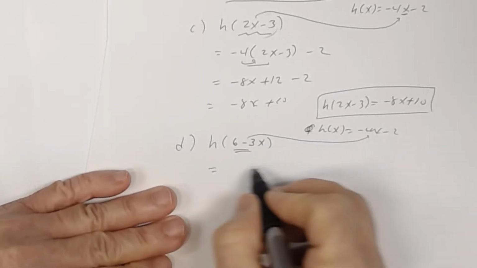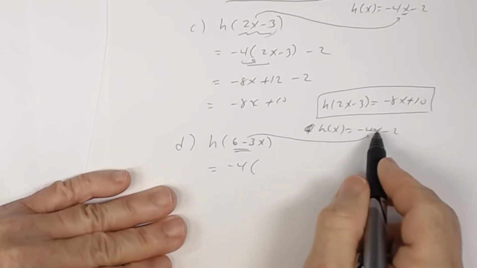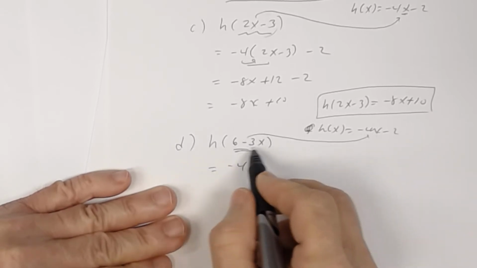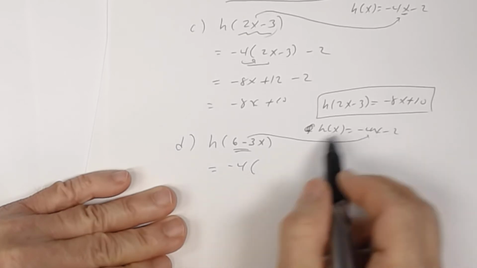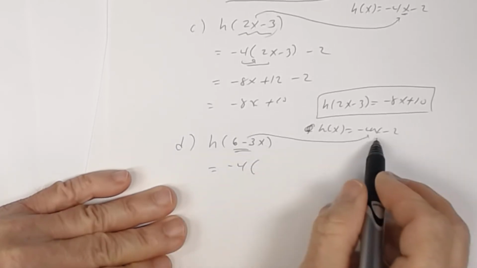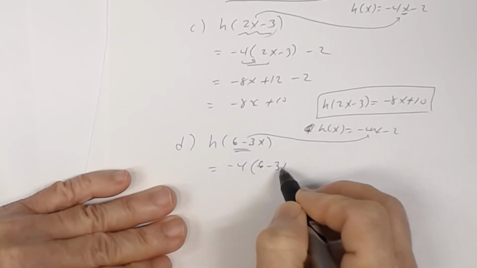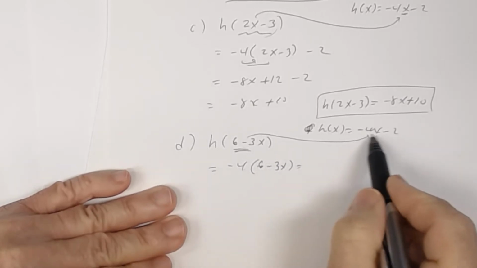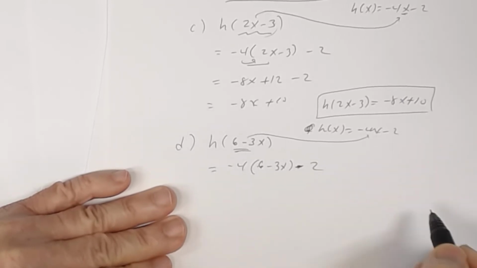So this becomes negative 4. Now remember that the parentheses are important because, right here I didn't have parentheses because that was just a monomial. But I'm substituting a binomial into this monomial. So you need the parentheses there because all of this has to be multiplied by negative 4. So negative 4 times what I'm going to substitute, and then minus 2. Don't forget to subtract 2.